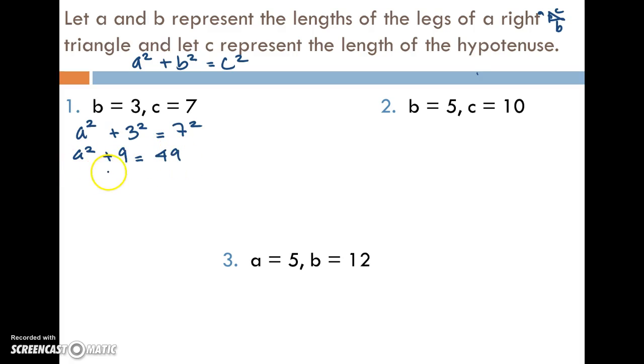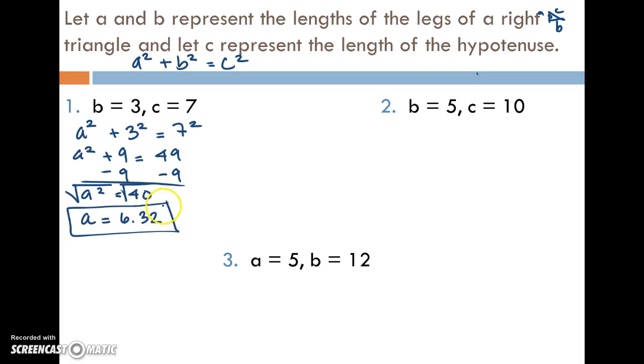To solve this, I'm going to subtract 9 on both sides, and I get a squared is equal to 40. I will now square root both sides, and a is equal to the square root of 40, which if you enter it into your calculator is 6.32. Round it to the nearest hundredth, so just 2 numbers after the decimal point. Notice I didn't write a plus or minus on this one. The reason is that I can't have a negative length.